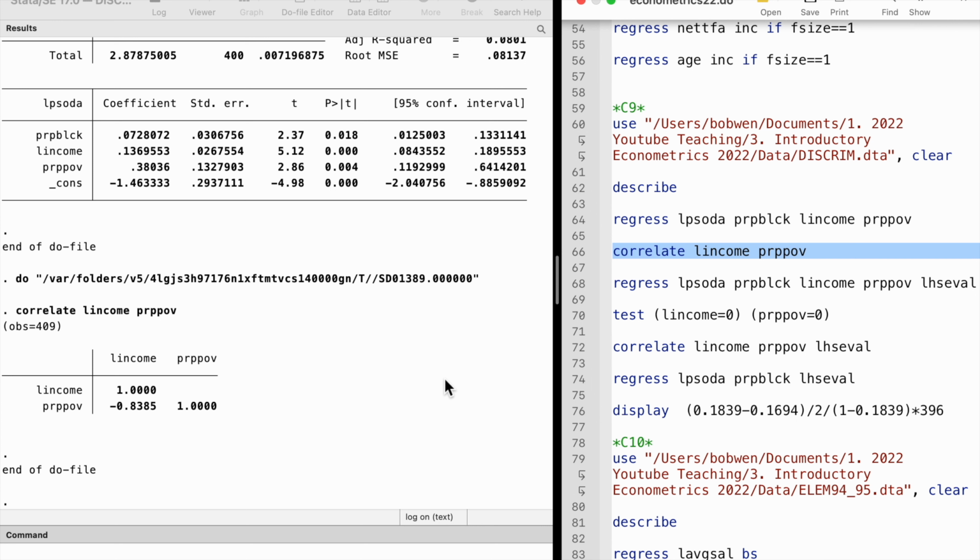But when we look at the estimated equation, the coefficients on the log income and the proportion in poverty are still statistically significant at the 1% level. The two-sided p-values are 0.000 and 0.004 respectively.